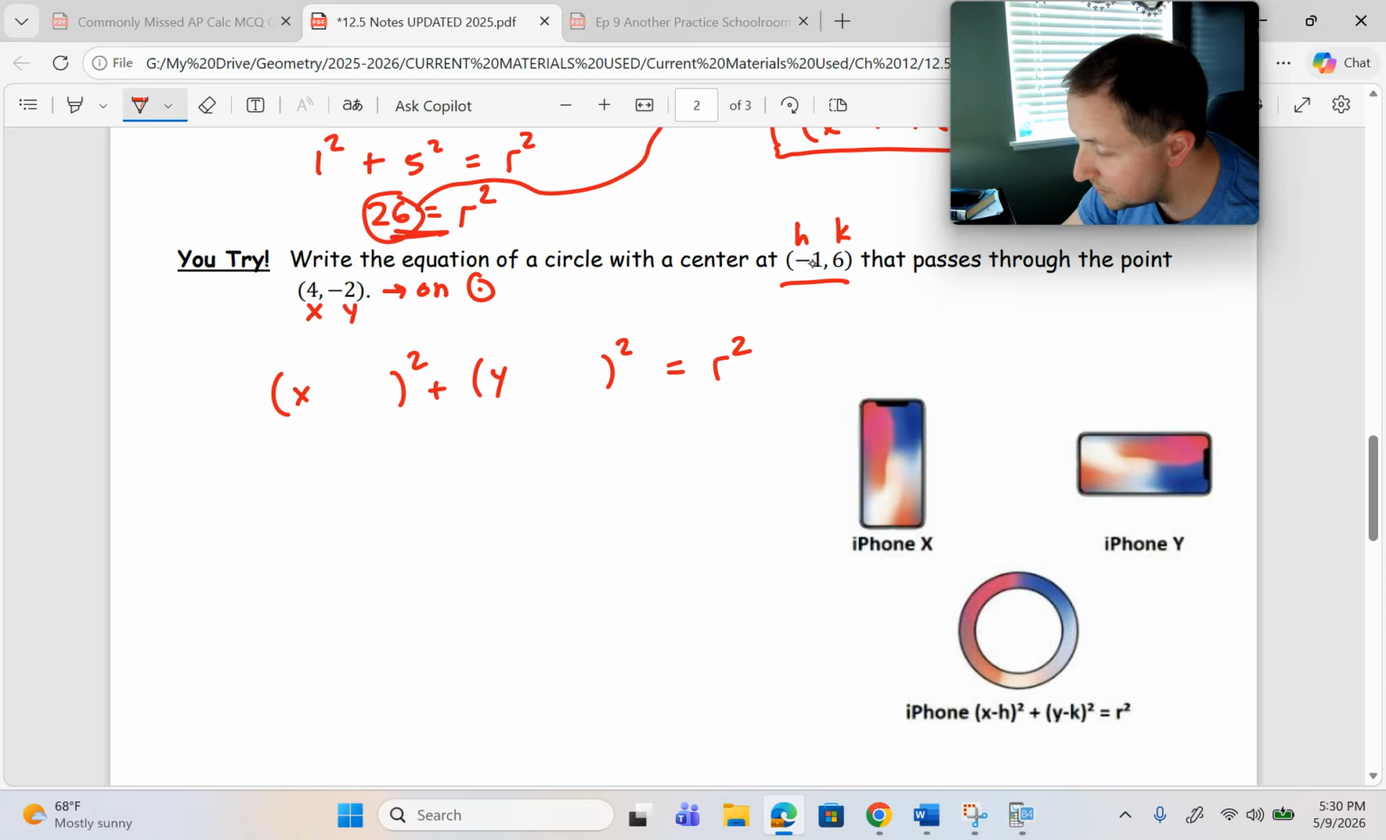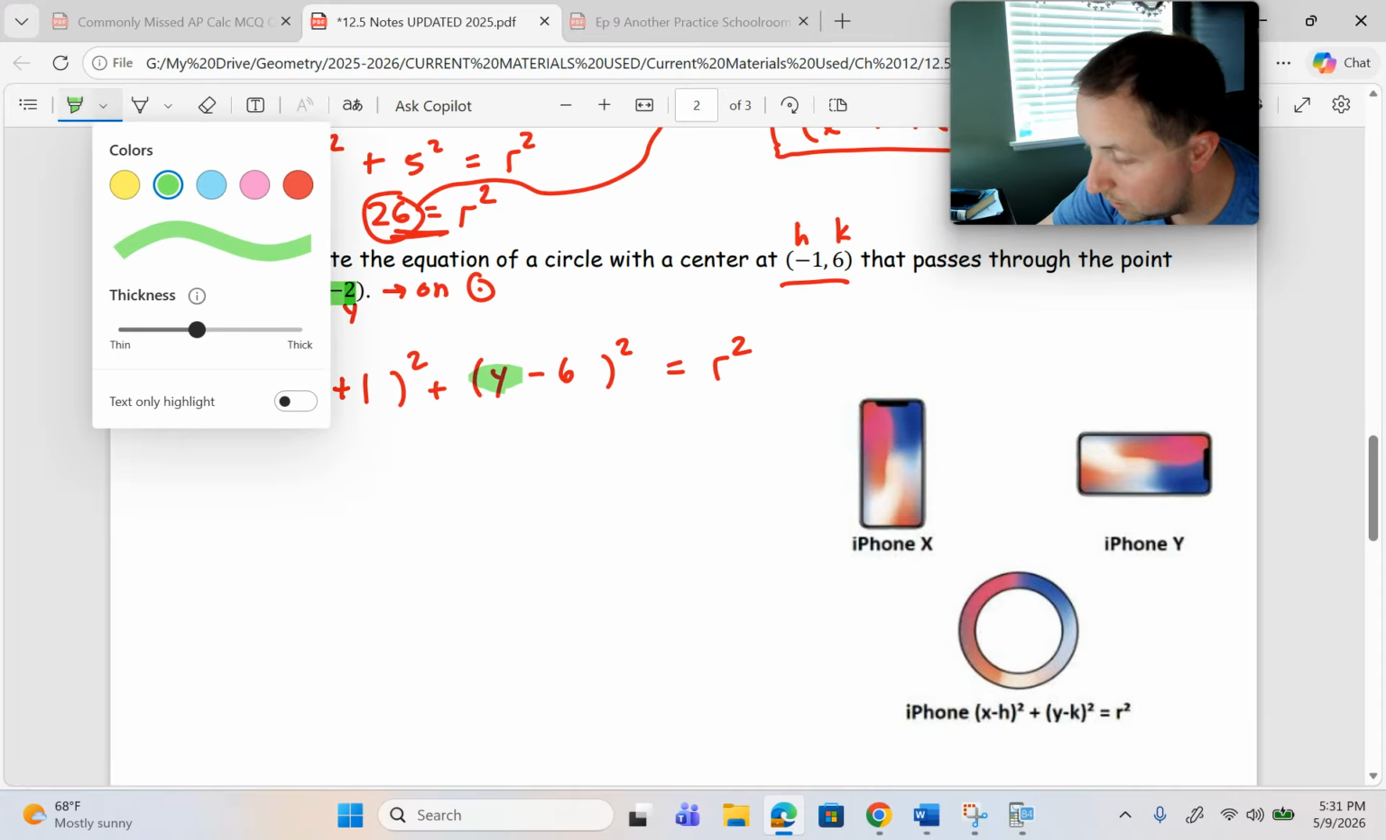Let's set up the template so far. The x coordinate of the center is negative 1, so it's going left 1. The opposite of negative 1 would be positive 1, so switch that sign. We have a positive 6 for y, so it's going up 6. I see positive 6, but when I bring it down to the equation, I need negative 6. So there's my equation so far. And then in order to solve for r squared, I need to plug in 4 for x, and I'm going to plug in negative 2 for y.